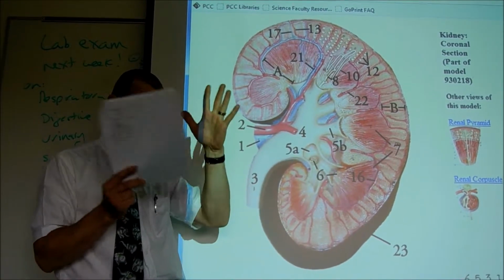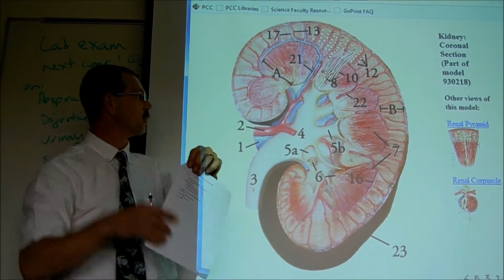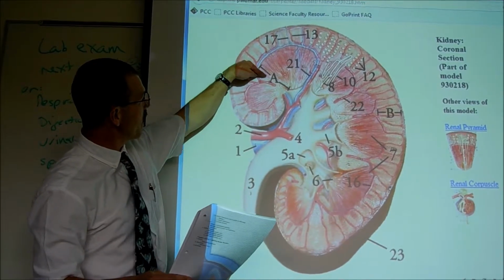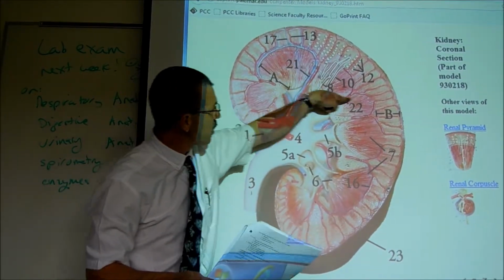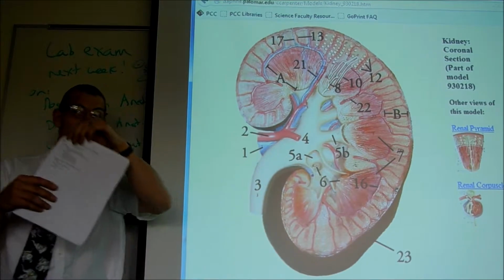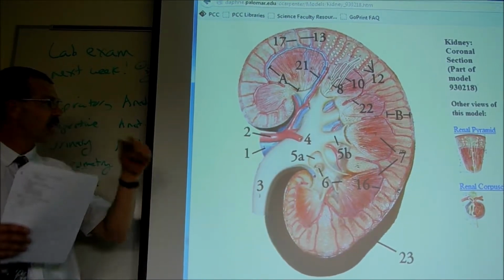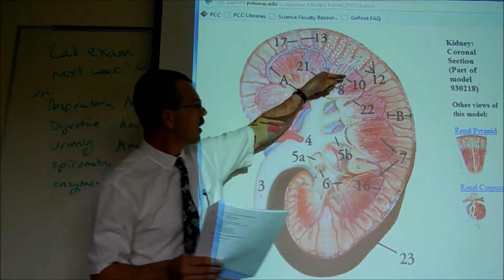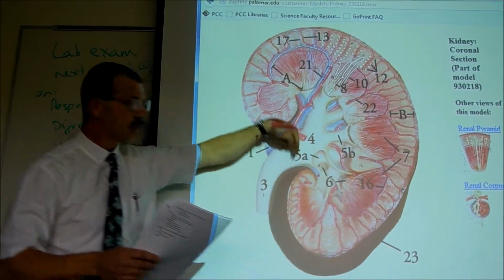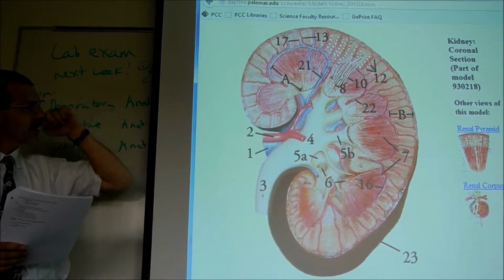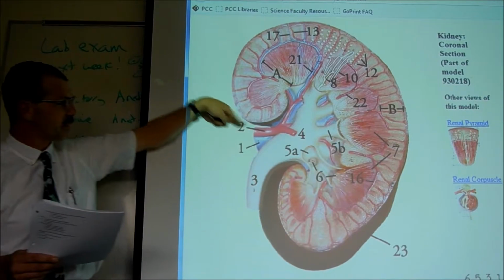Then you want to think of Egypt, right? Egypt has pyramids and columns. So you look at the area between the pyramids, like number 22. What would you call that area between the pyramids? The renal columns. So I have pyramids and columns that go around the medulla. Make sense?